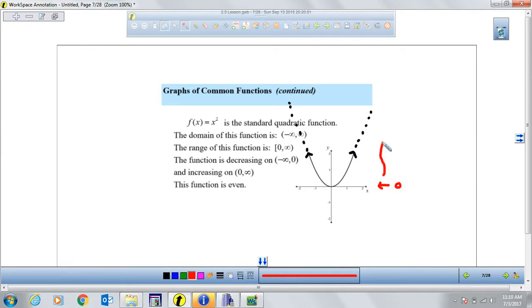Now, the range of this function: the lowest value of y right here is going to be 0. And this graph keeps going all the way up, so it never stops. So it's going to go all the way to infinity. So it includes 0 and it goes to infinity.